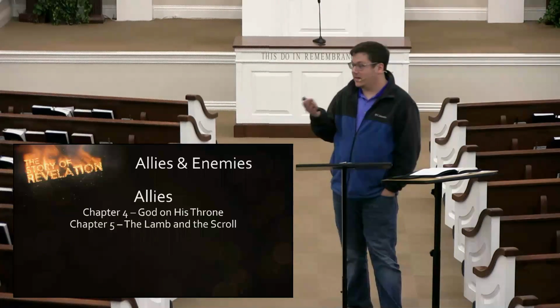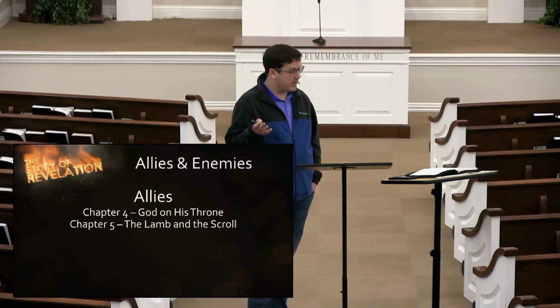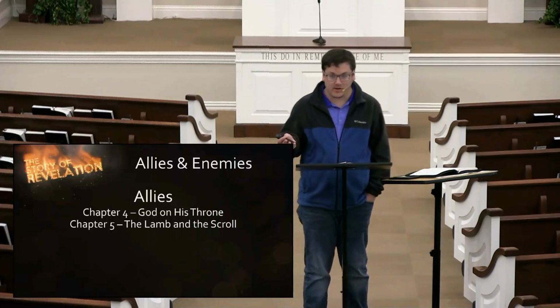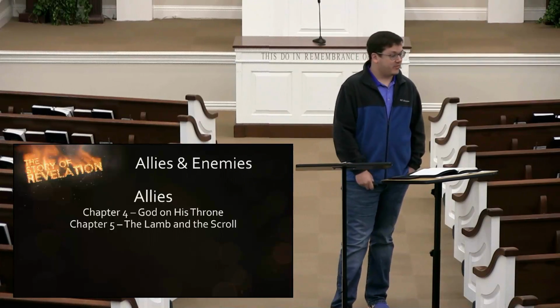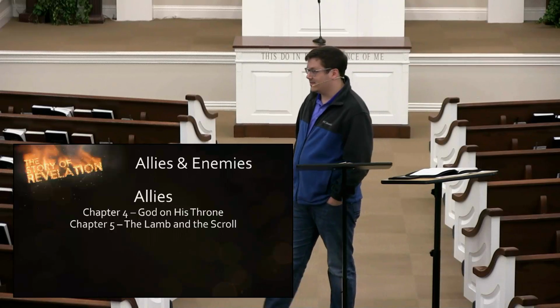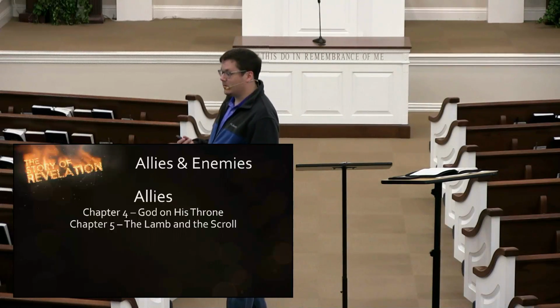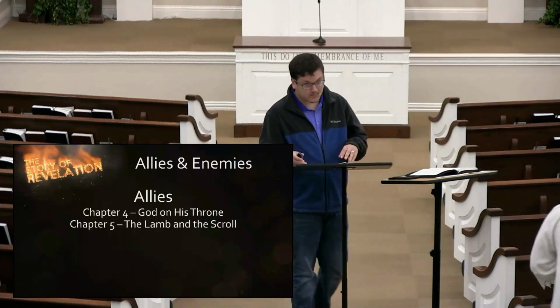We had in chapter 4 God sitting on his throne, being worshipped by all of the heavenly beings. It wasn't anyone on earth being worshipped. It was God, God alone. In chapter 5, we saw the Lamb, who is also worthy of worship because the Lamb was the only one worthy to open the scroll, which we know to be the rest of the story.